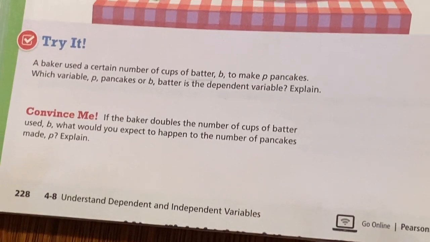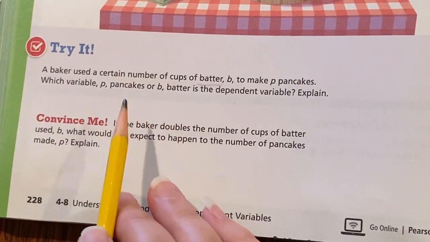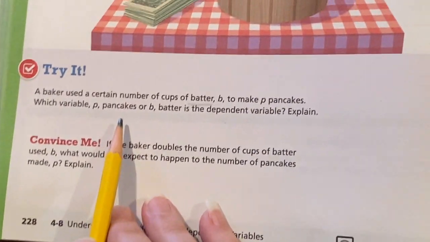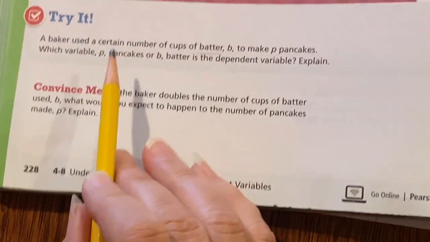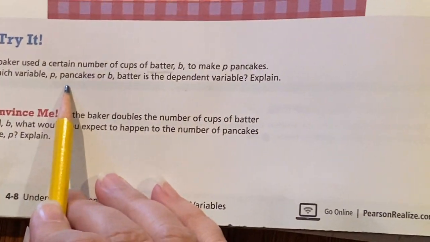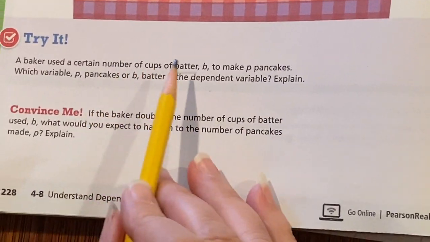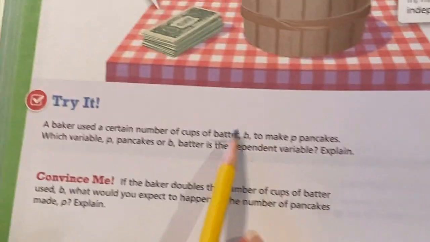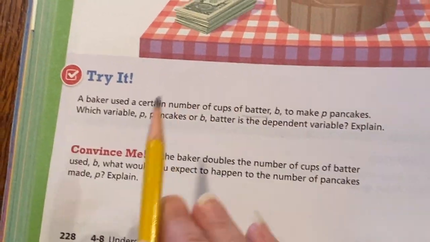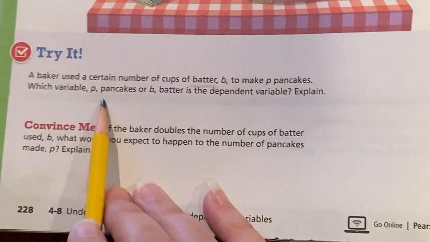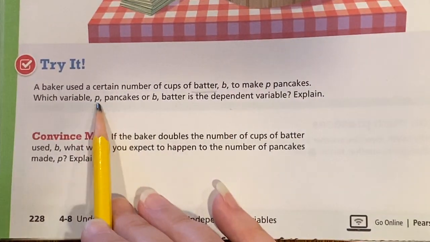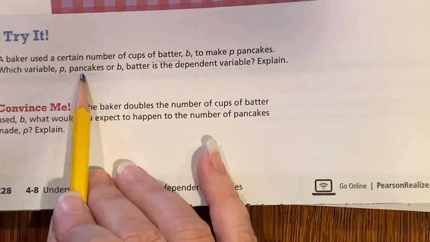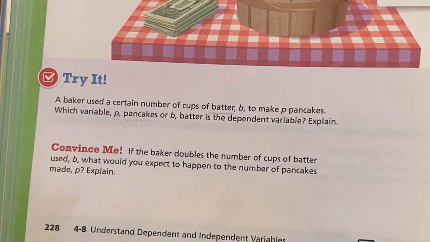Think about that. Batter or pancakes? Well, if you have more batter, then you're able to make more pancakes. So if you made more pancakes, it wouldn't increase the amount of batter. But if you increase the amount of batter, then you're able to make more pancakes. So the dependent variable in this case is P for pancakes. It's dependent on how much B, batter, you have.